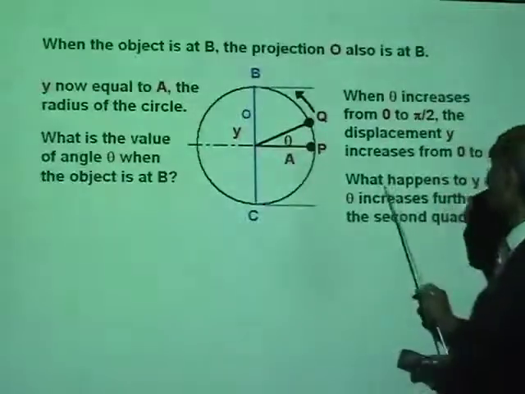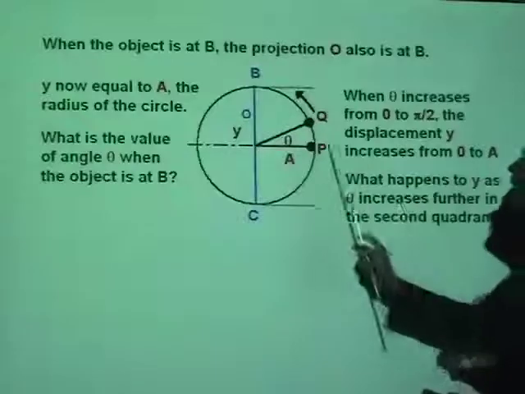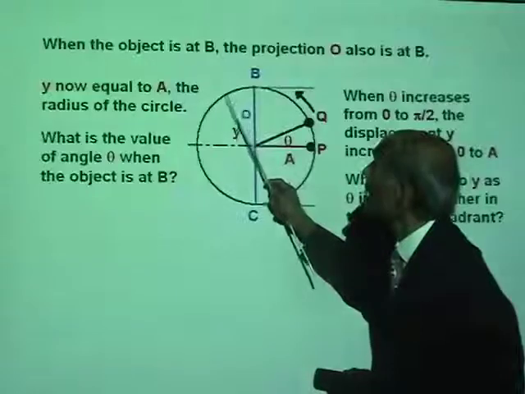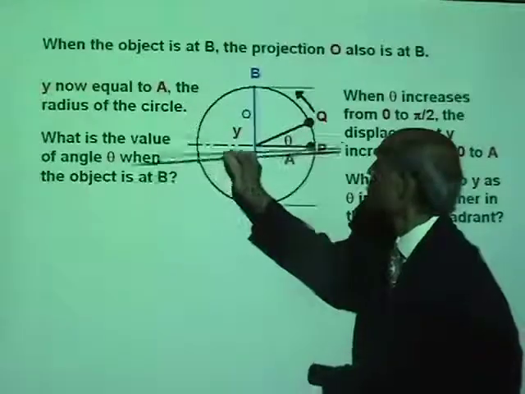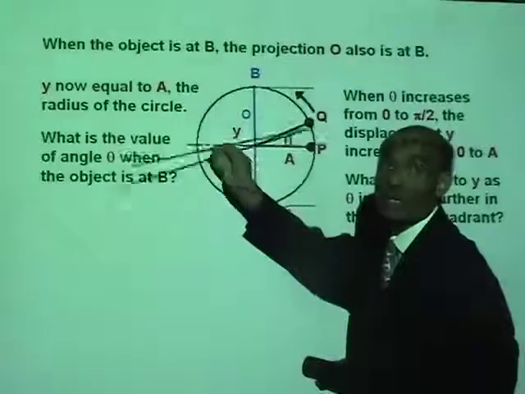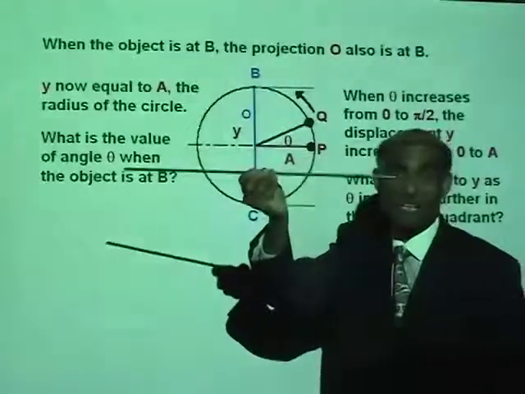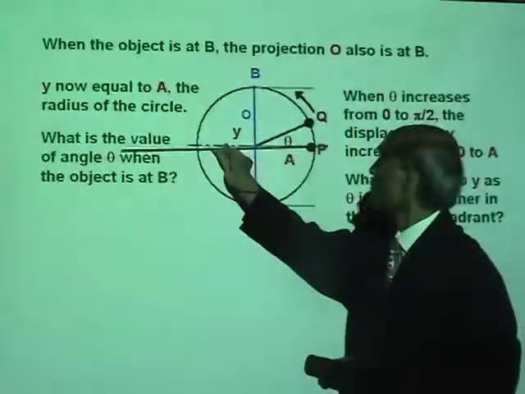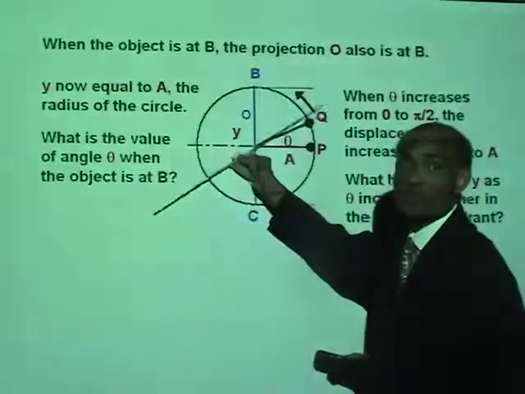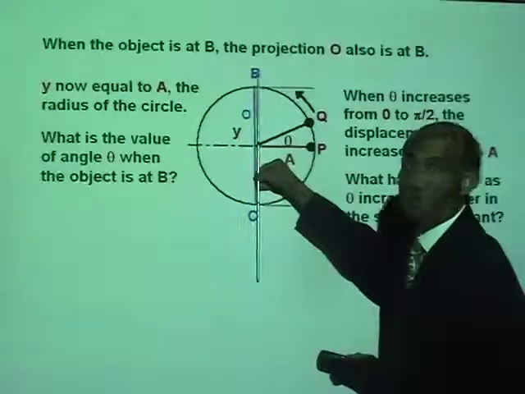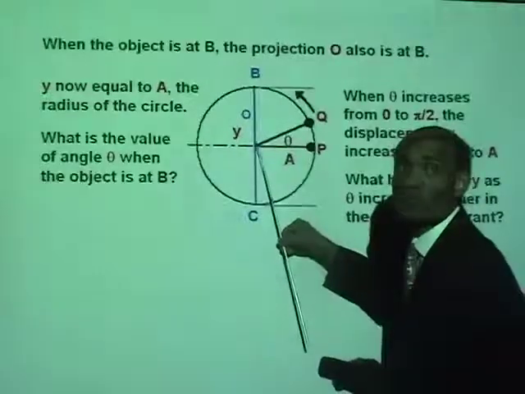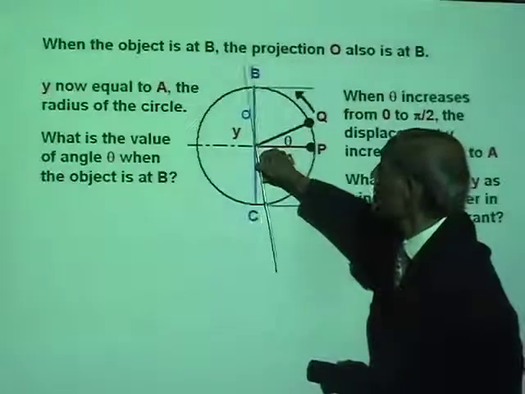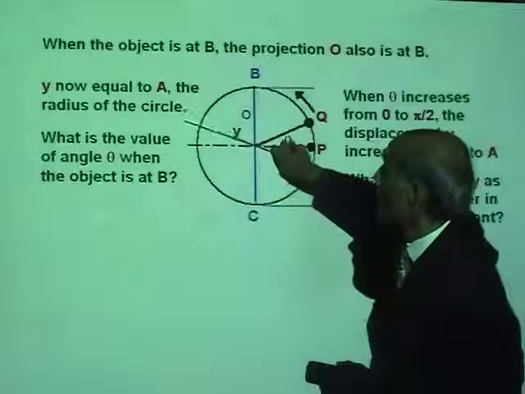What happens to y as theta increases further? You can see, as the object moves now down the circle, what happens to the angle theta? Watch my little pointer. I'm going to use this as a constant companion for my class. So, as angle theta increases from 0 to pi by 2, y increases from 0 to a, and as the angle increases from pi by 2 to pi.